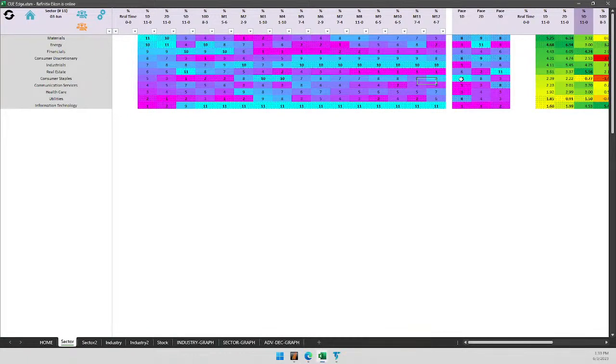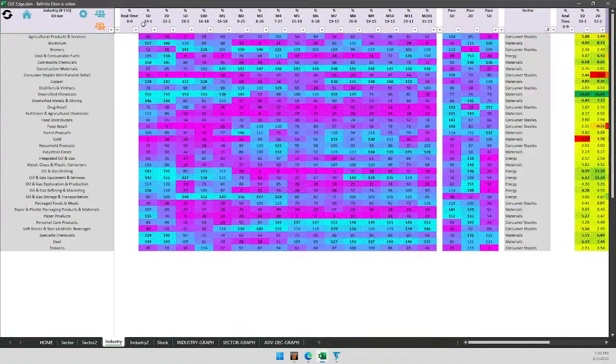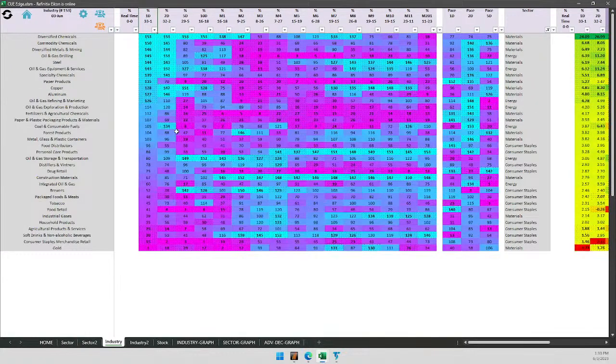So let me do that. Let me choose consumer staples, most accelerating sector, and also materials and energy. Those are strongest in terms of strength. And let me drill down to the industries of only these three sectors, and again sort them by score.